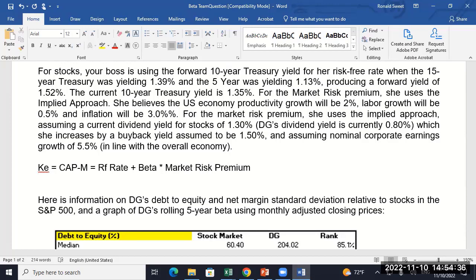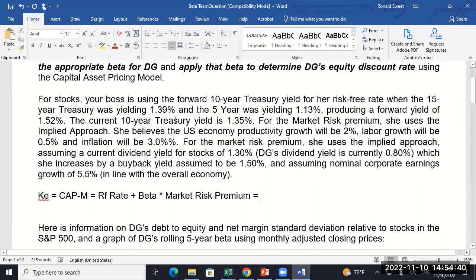All right, so let's start off with the risk-free rate. What does your boss say on that? So it's going to be much easier on your exam because I'll probably just give you the 10-year treasury. All you have to do is know the 10-year treasury is the most common risk-free rate. But when I wrote this exam, interest rates were really low. So what does the problem tell you? She uses the forward rate. So all you got to do is find the forward rate. What is the forward rate?